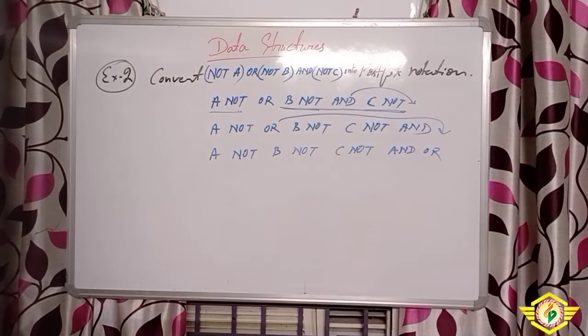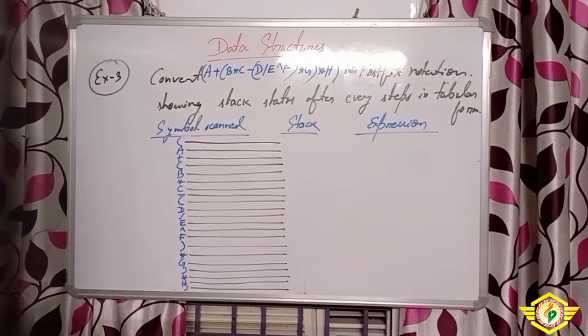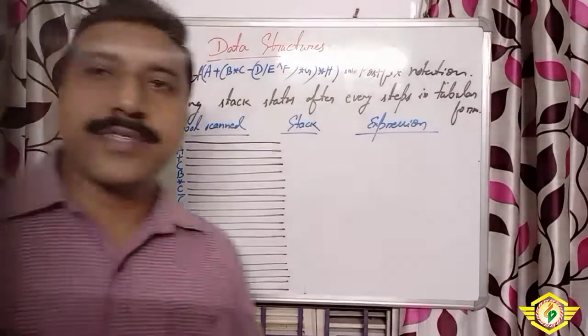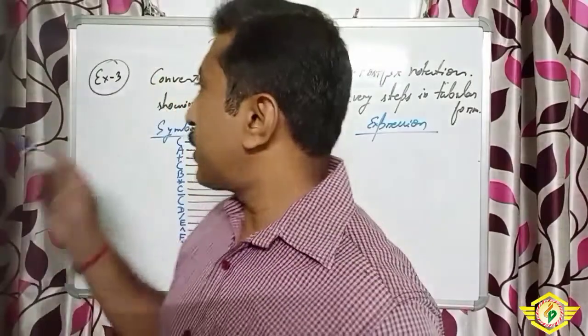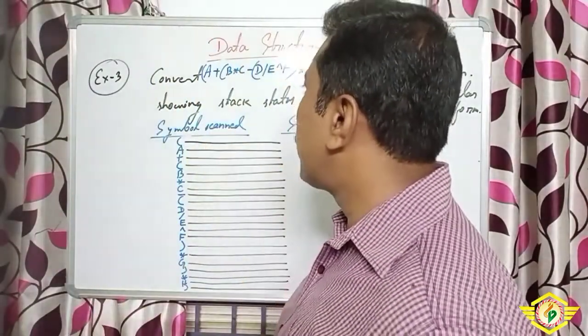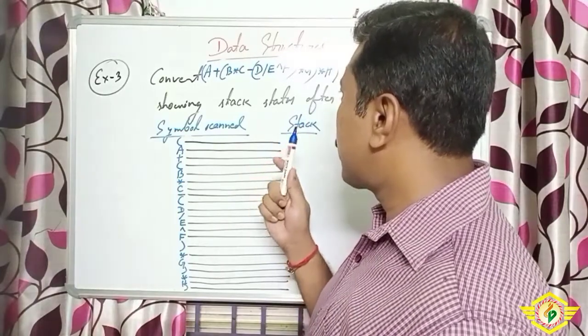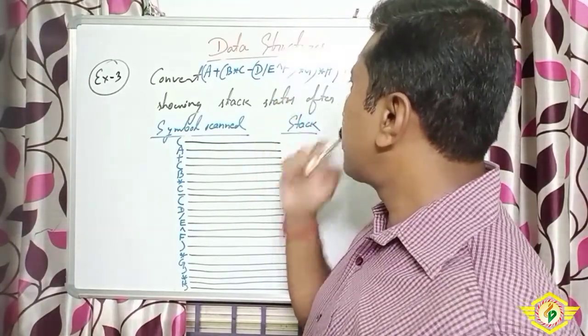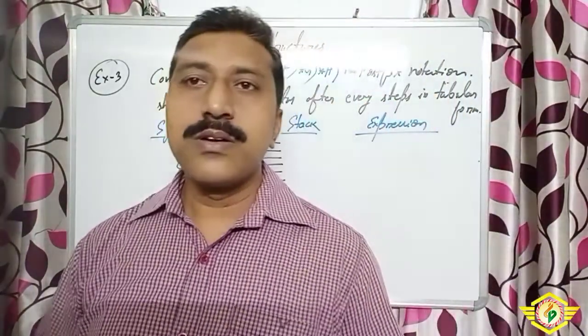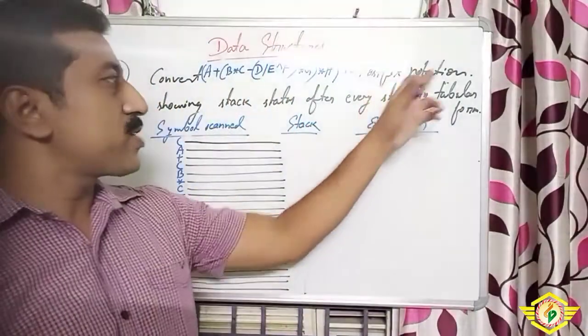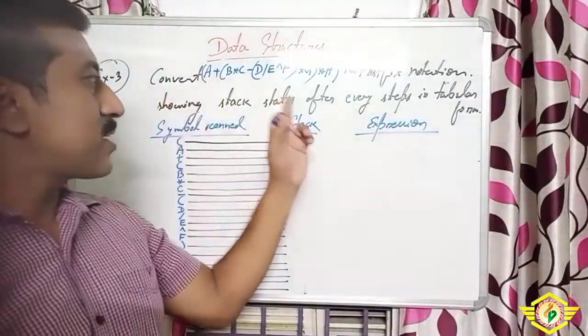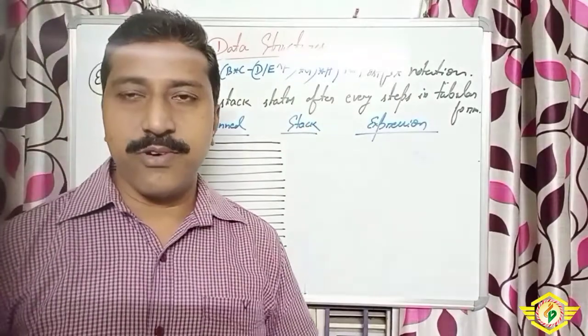So now we'll see the next example. Let us see, students, another example I am showing you: convert (a + b) * (c - d / e ^ f) * z * h in the form of the stack method, that means postfix notation, showing stack status after every step in tabular format.